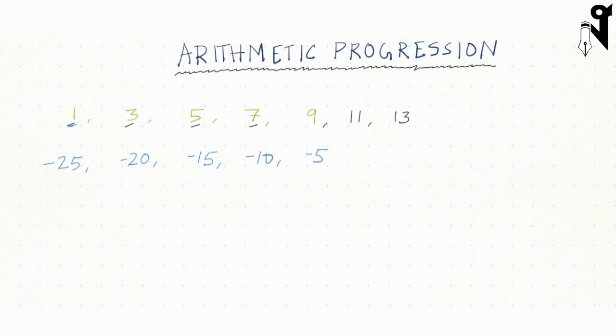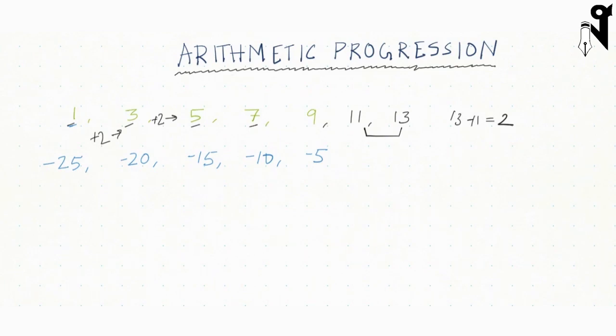You know that if I increase each number by 2, I get the next number. If I take 1 and add 2 to it, I get 3. If I take 3 and add 2 to it, I get 5. Similarly, 5 plus 2 and so on. So if I take the difference of any two consecutive numbers, like 13 minus 11, I get the same answer, 2.